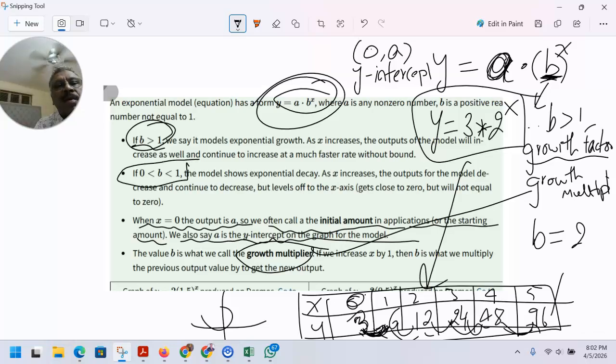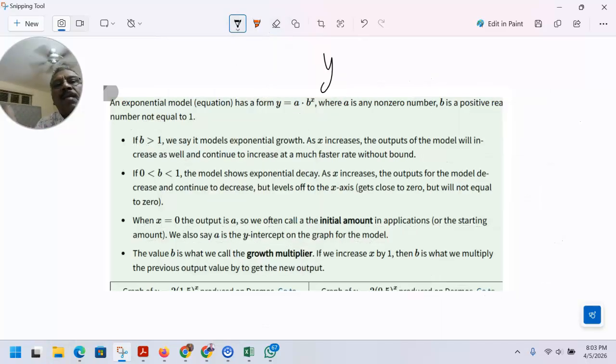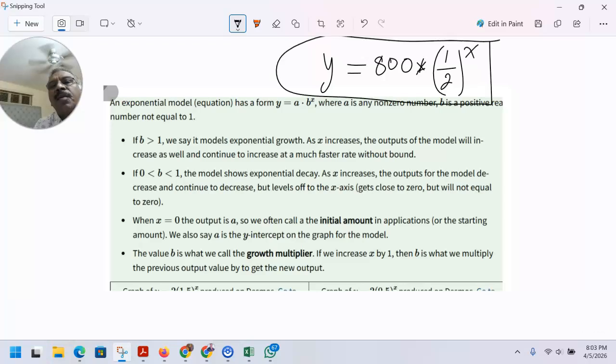Then they also wrote here, what about when b is smaller than 1, or it's a fraction? So what I will do is take an example. Let's say a is 800, so y equals 800 times half raised to x. I'm just taking this example to show that b, the base, is the base of the exponential term here, because it is half raised to x.